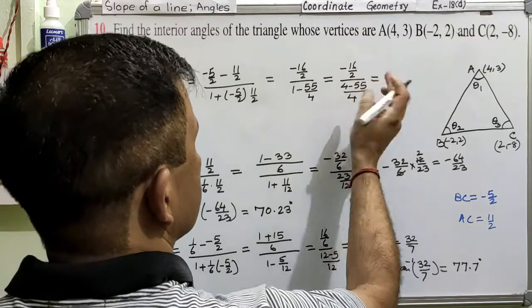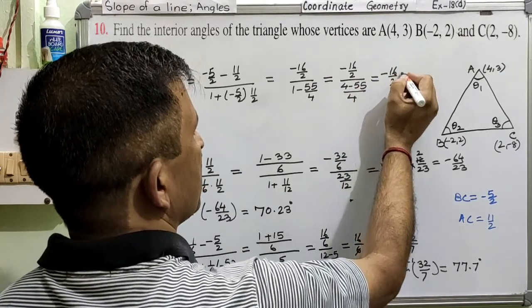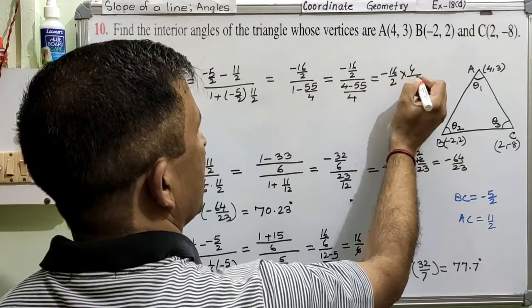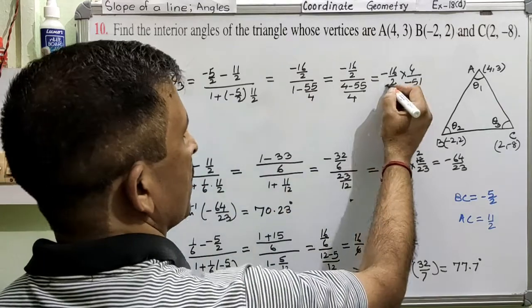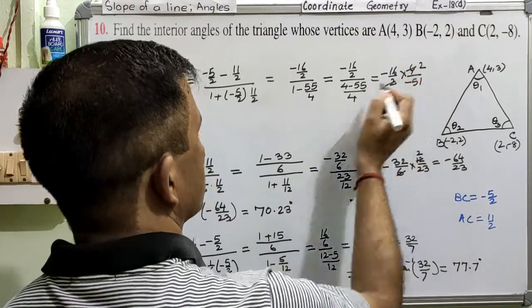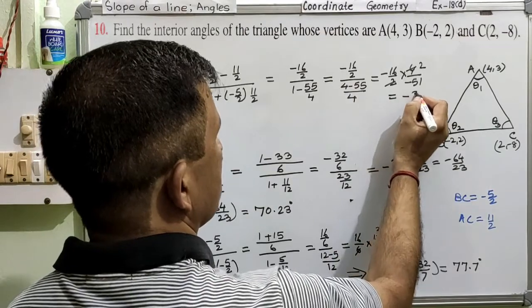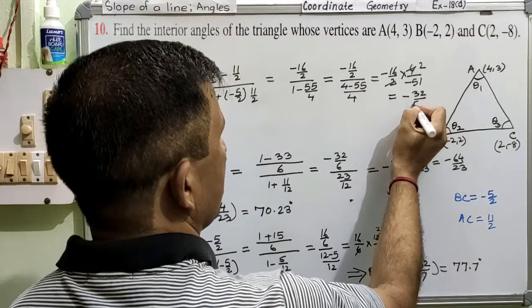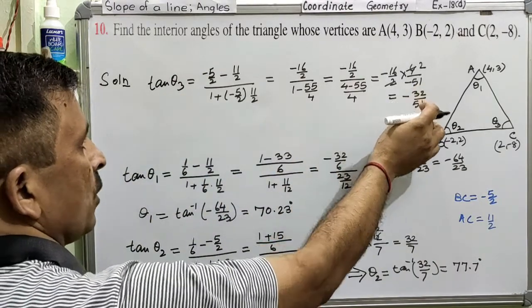Now we will change this division to multiplication. This is minus 16 over 2 into 4 up, and then minus 51 down. Am I clear? Now this is 2 to the 4. So finally this is coming as equal to minus 32 over 51. Clear? Then tan theta 3 is equal to minus 32 over 51.